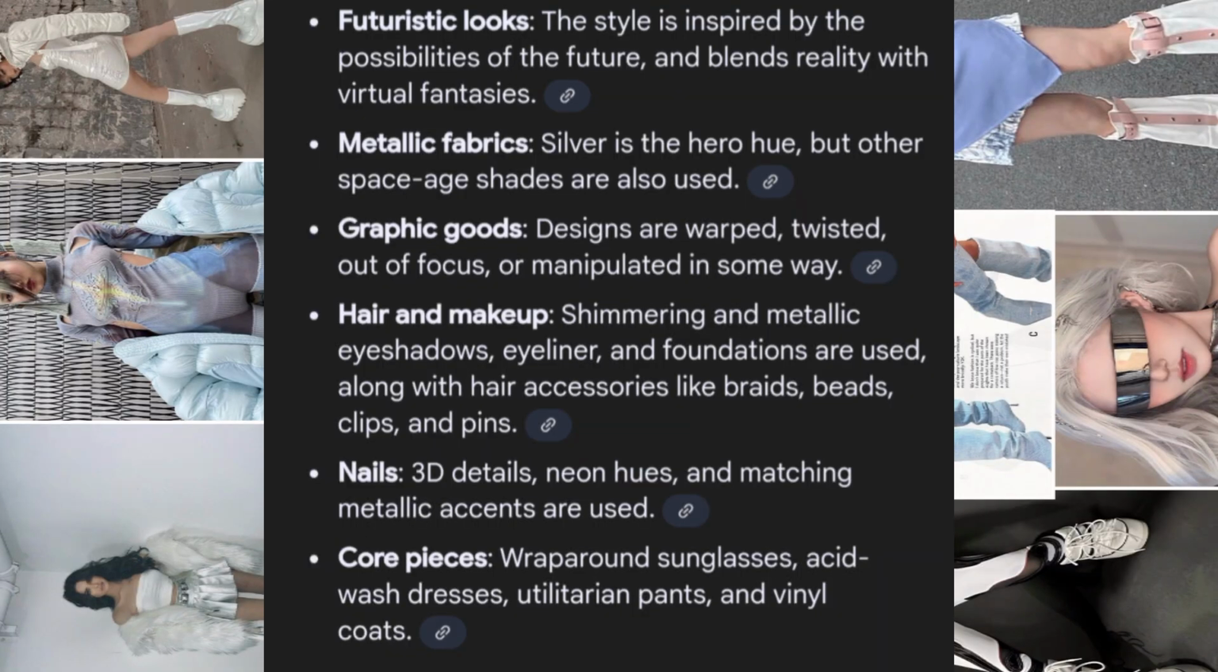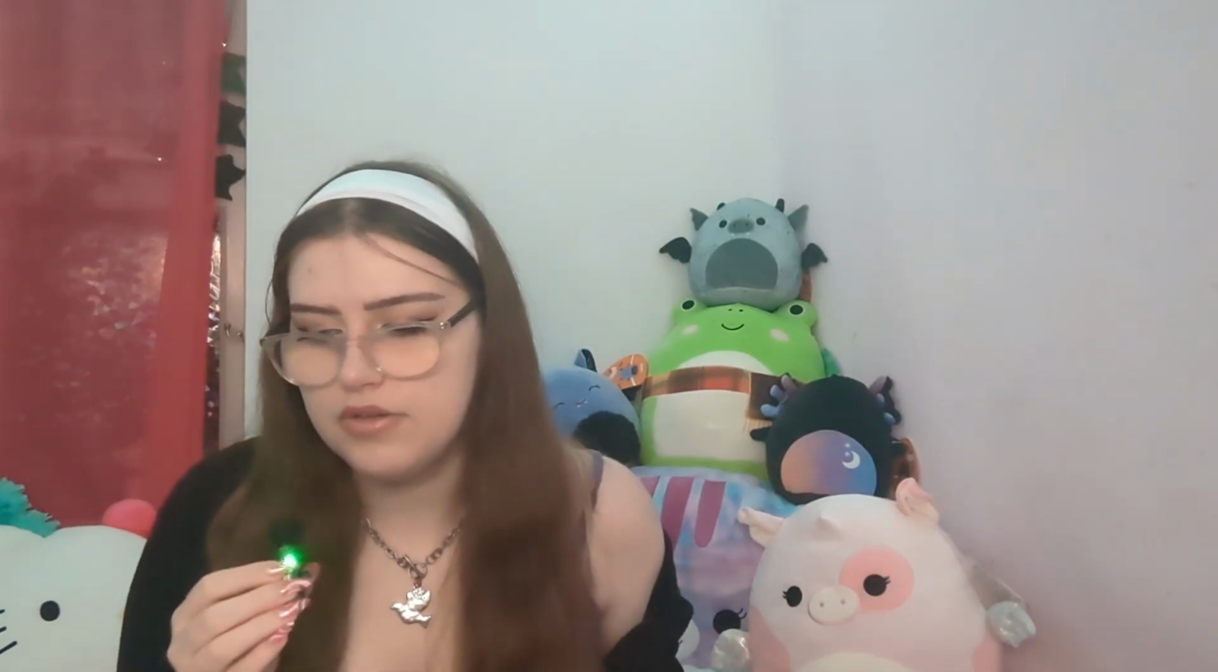Designs are warped, twisted, out of focus, or manipulated in some way. Hair and makeup is shimmering and metallic eyeshadows, eyeliner, and foundations are used, along with hair accessories like braids, beads, clips, and pins. I feel like that's a great explanation. So when you're just styling something in white, that's useful for Dress to Impress.